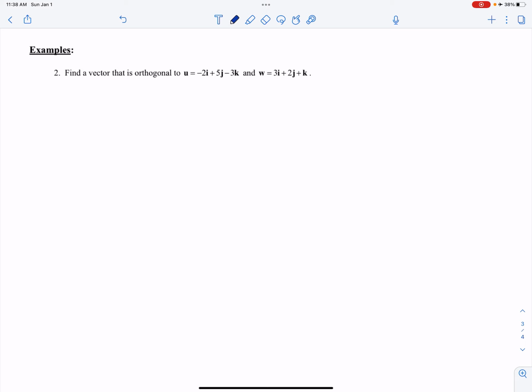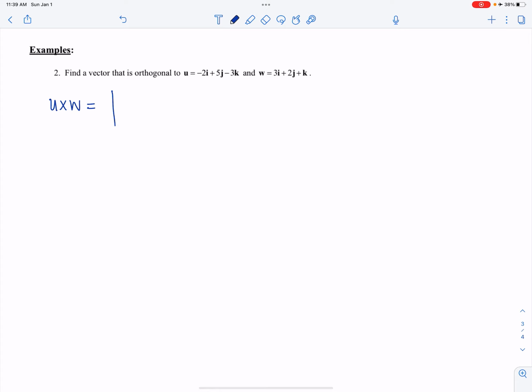All right, find a vector that is orthogonal to u and w. U is -2i plus 5j minus 3k. W is 3i plus 2j plus k. If we want a vector orthogonal to u and w, we're going to find u cross w.